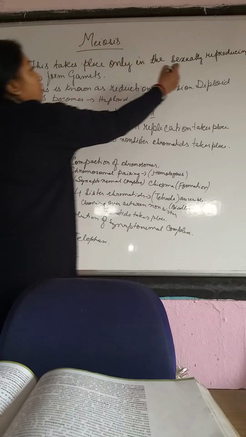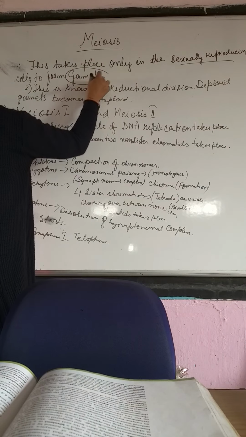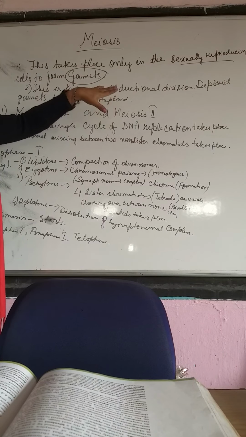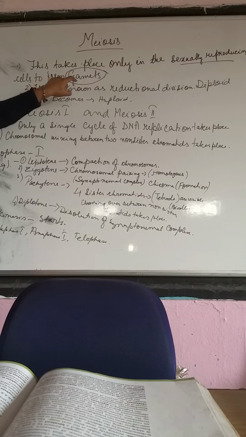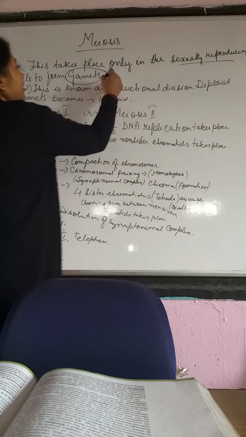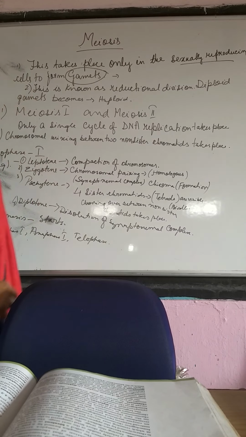See, meiosis takes place only in the sexually reproducing cells to form gametes. That means only cells that are present in the sexual organs of both plants and animals form gametes. Okay, and generally it is also a very common feature of sexually reproducing organisms. That means we don't find it in asexually reproducing cells.